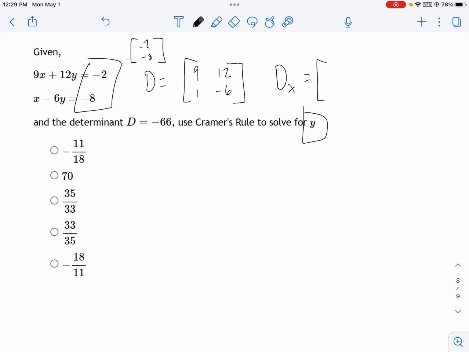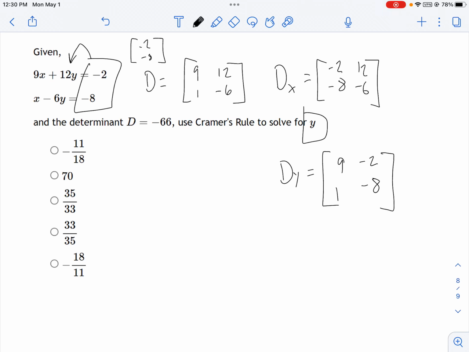You take that matrix and replace the x numbers in your original. So we would take our -2, -8, and they would replace the 9 and 1 within our coefficient matrix. So we would have -2, -8, and then 12, -6. Now if we wanted our dy matrix, it's the same thing, but instead of replacing the x numbers, we would replace the y numbers. So the 9 and the 1 would be there, and then instead of 12 and -6, we would have -2, -8. And that is your three matrices for Cramer's rule.